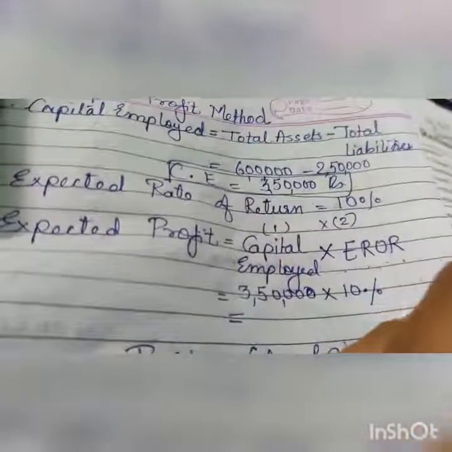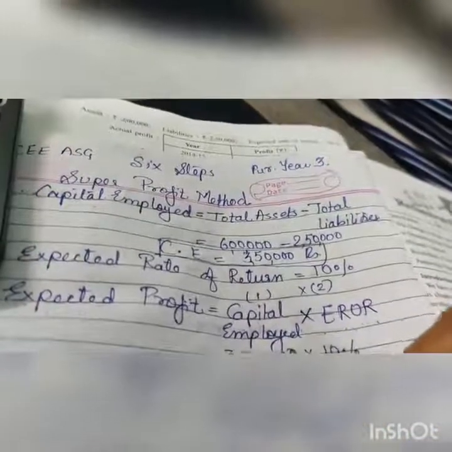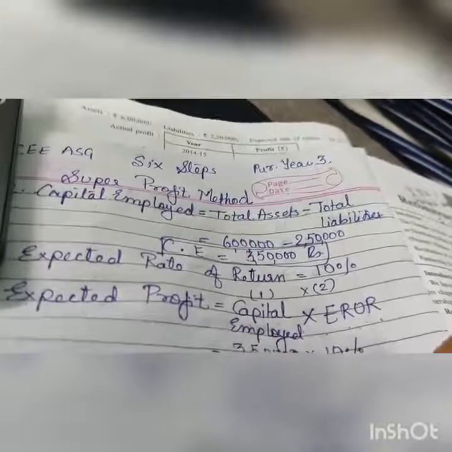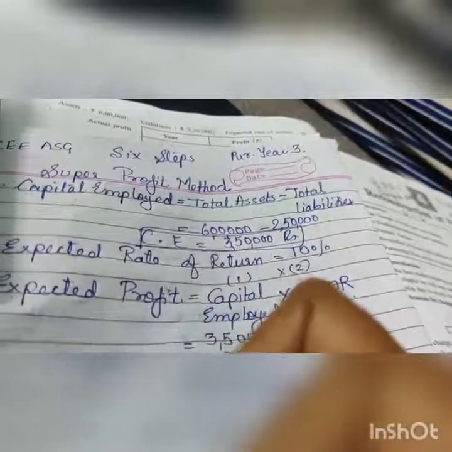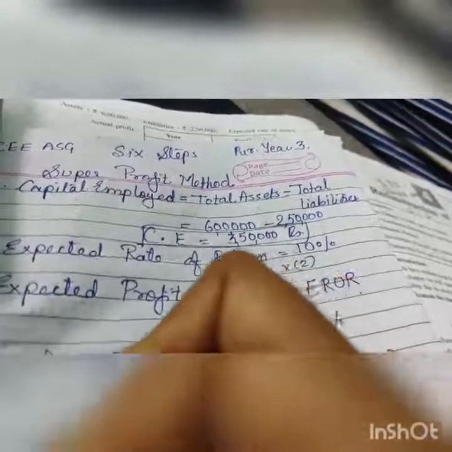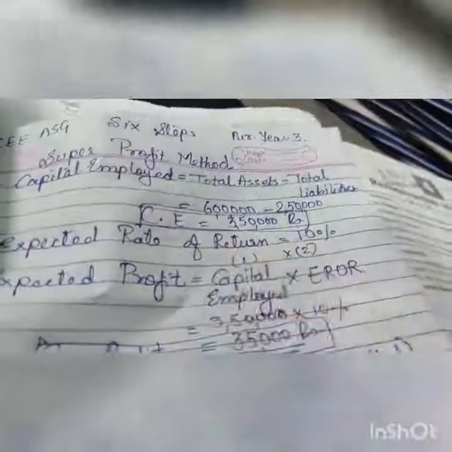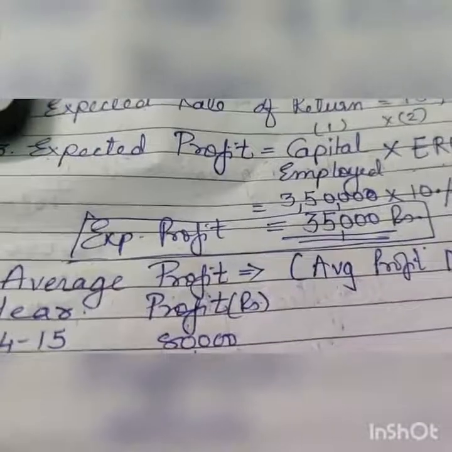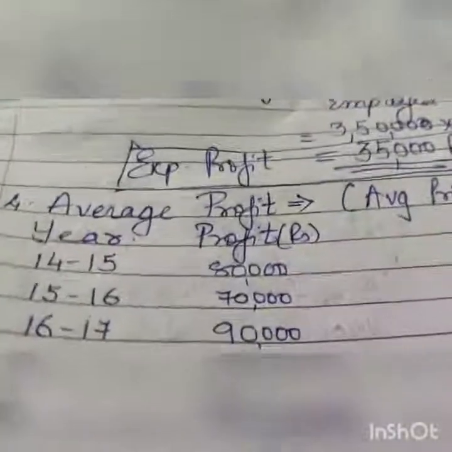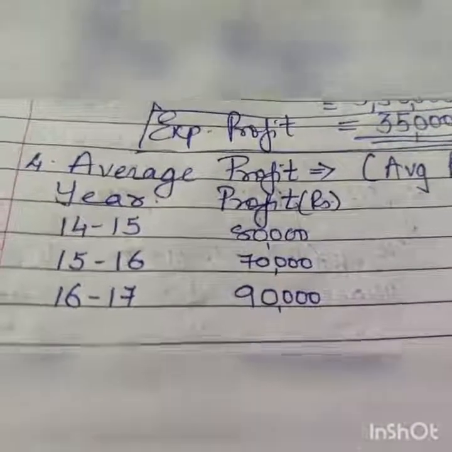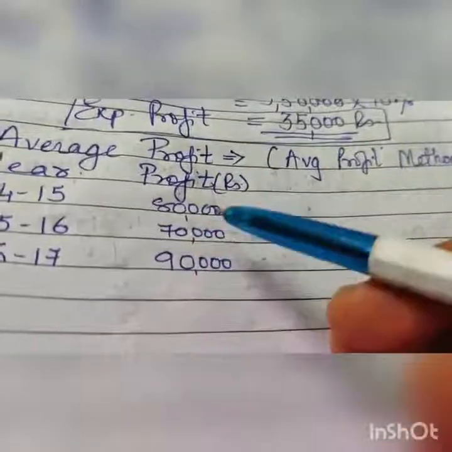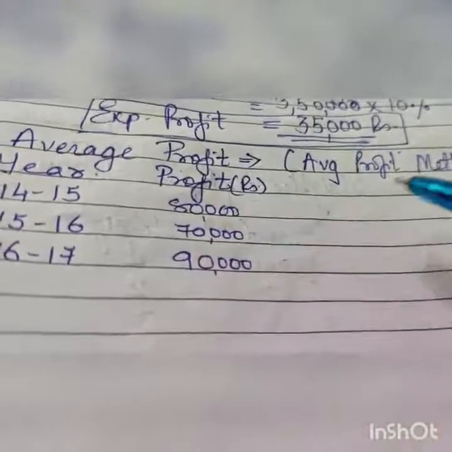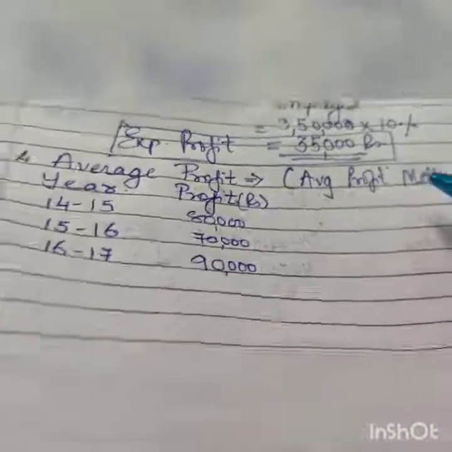So the amount of expected profit comes to 35,000 rupees. Clear? Now the fourth step will come, that is average profit. We have already seen that here the profit is increasing and decreasing, so we have to follow the first method, that is the average profit method.